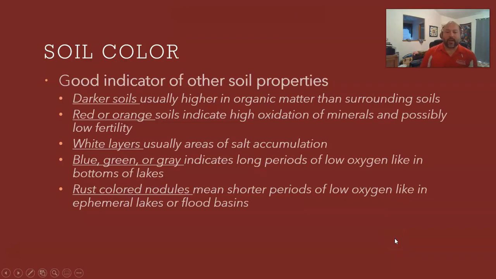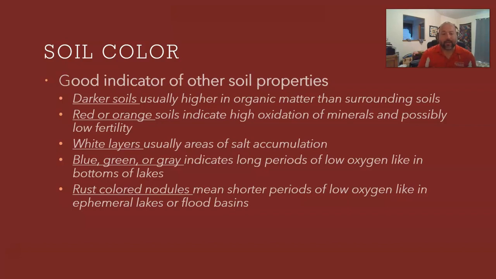And then our soil color. Soil color is a good indicator of other soil properties. Darker soils are usually higher in organic matter than surrounding soils. Red or orange soils indicate high oxidation of minerals and possibly low fertility. White layers are usually areas of salt accumulation. Blue, green, or gray indicates long periods of low oxygen, like in the bottom of lakes, or areas where we suffer from compaction or hard pan, or areas under hard pans, things like that, where stuff's not able to go through the soil really well.